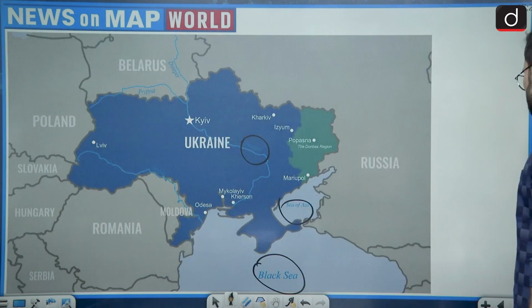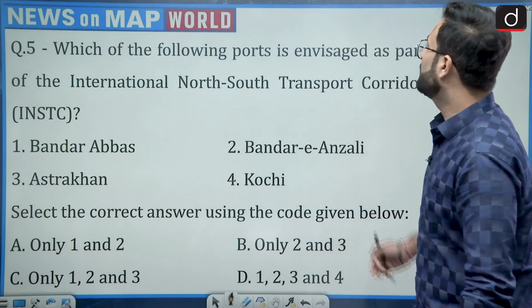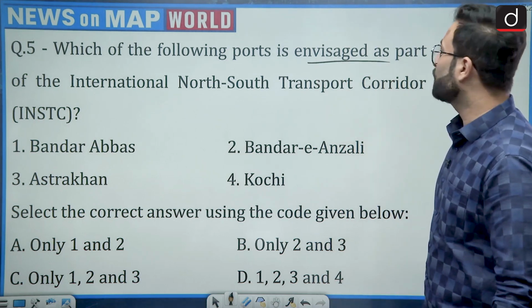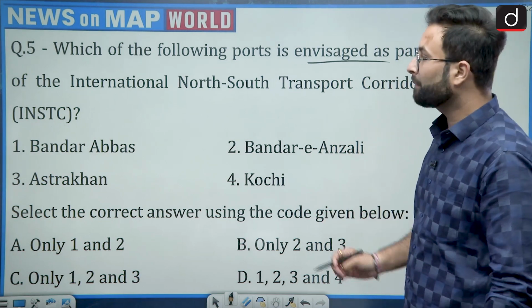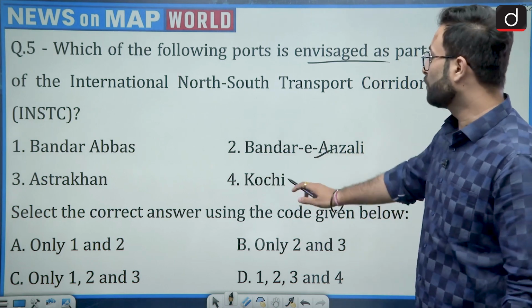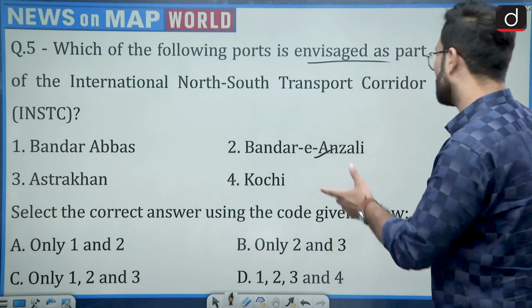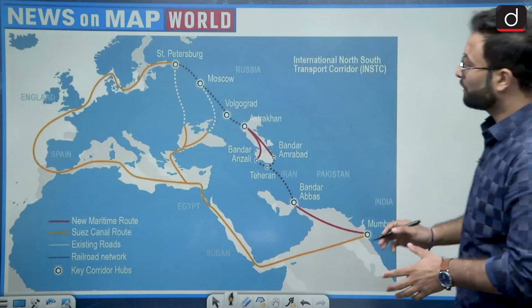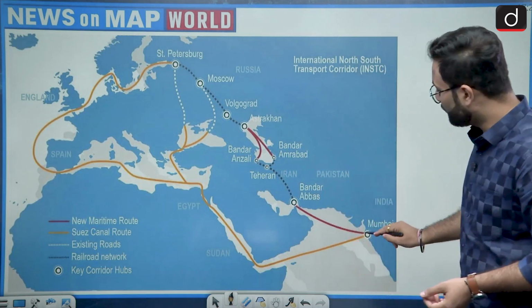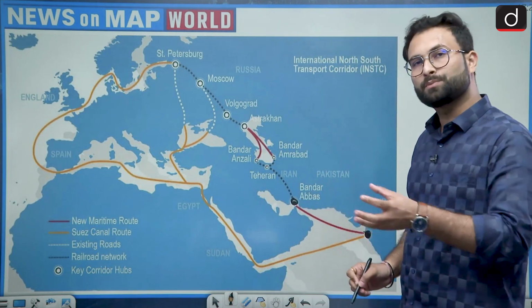Now moving to the next question, question number 5. Which of the following ports is envisaged as part of the International North-South Transport Corridor (INSTC)? Bandar Abbas, Bandar-e-Anjali, Astrakhan, and Kochi. Let us see the map first. It starts from Mumbai somewhere over here, and then goes to Bandar Abbas, which is a port of Iran.